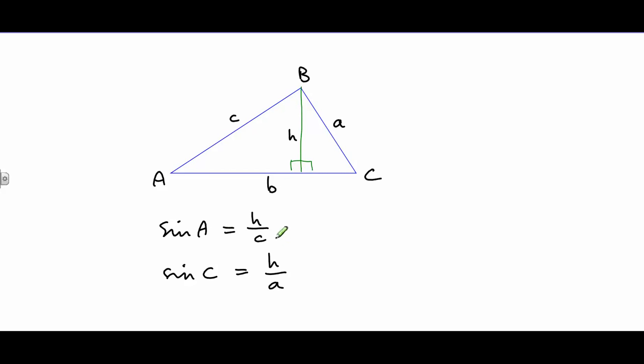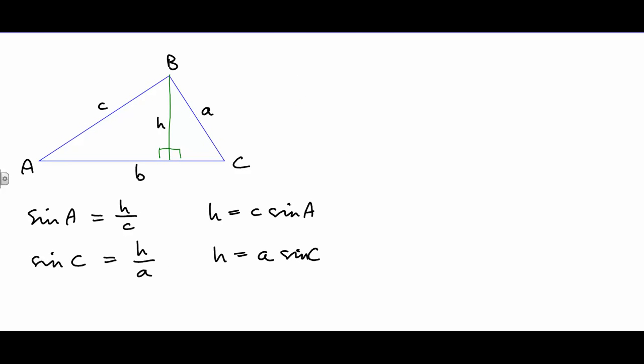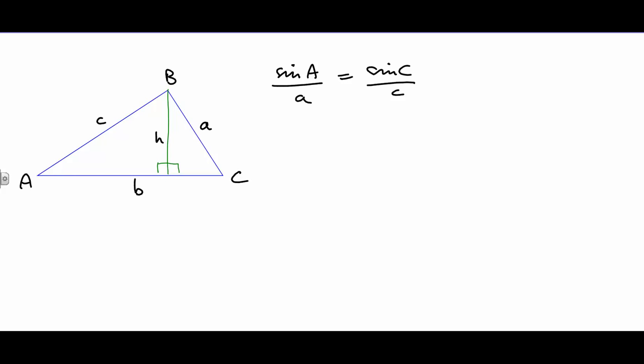The first of these equations, we can multiply both sides by c, and we get h equals c sine A, and this one is h equals a sine C. So we can see that h is both c sine A and a sine C, so we have c sine A equals a sine C. If we divide through by a and c, we can see that sine A over a equals sine C over c.